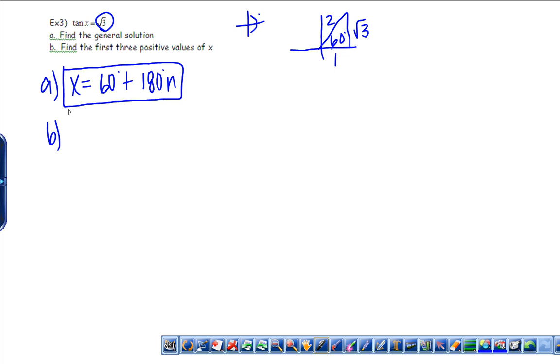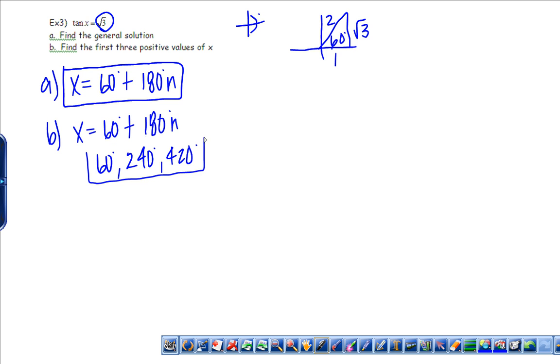For B, it says find your three positive values. So all I have to do is plug numbers into this equation. What can I plug in for my first positive values? I'm going to plug in a 0 to get 60 degrees, plug in a 1 to get 240 degrees, and plug in a 2 to get 420. And those are my answers.